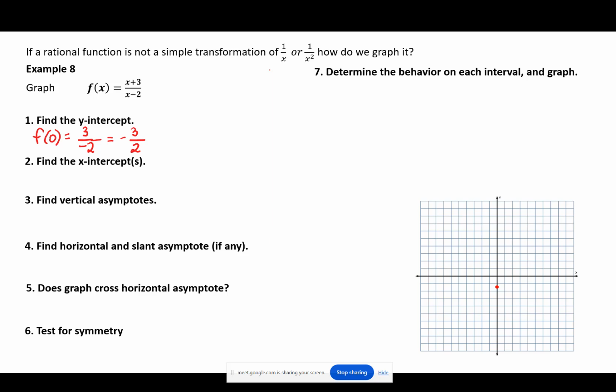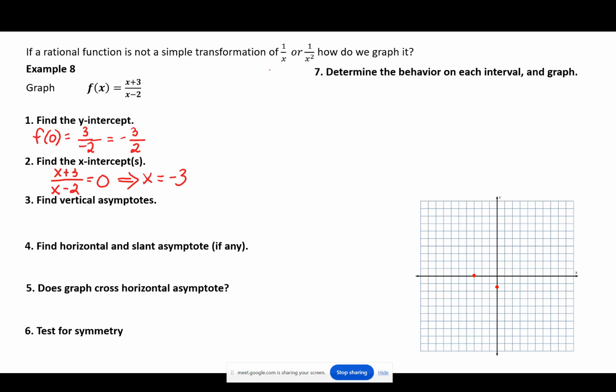Then we would find the x-intercepts. The x-intercepts happen when the function equals 0. There's only one x value that will make this function equal to 0, and that is negative 3, because that will make the numerator 0. We can't make the denominator 0. So the only point where this graph has a 0 is at negative 3, and so we'll graph that right there.